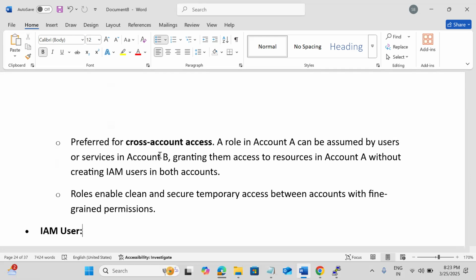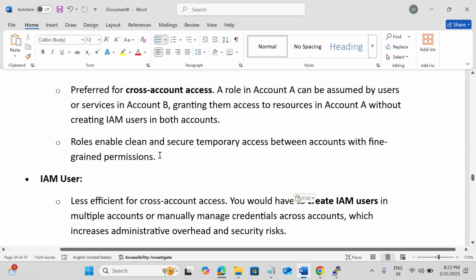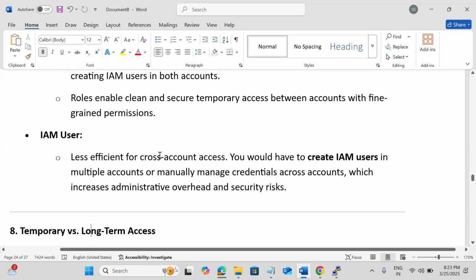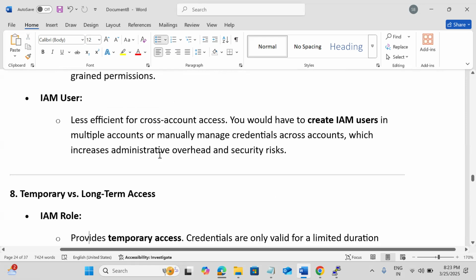For the first time when we log into the root account, what we need to do is create an IAM user and create the permissions for that. Remember, like yesterday he showed it. So that is the best practice. Some companies may follow it or may not follow it.